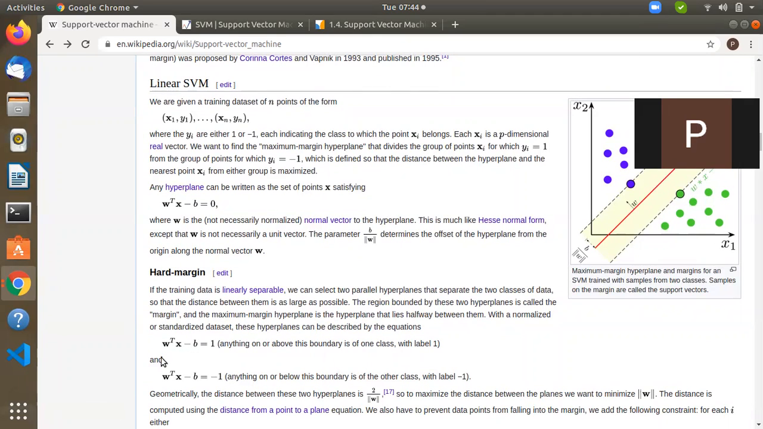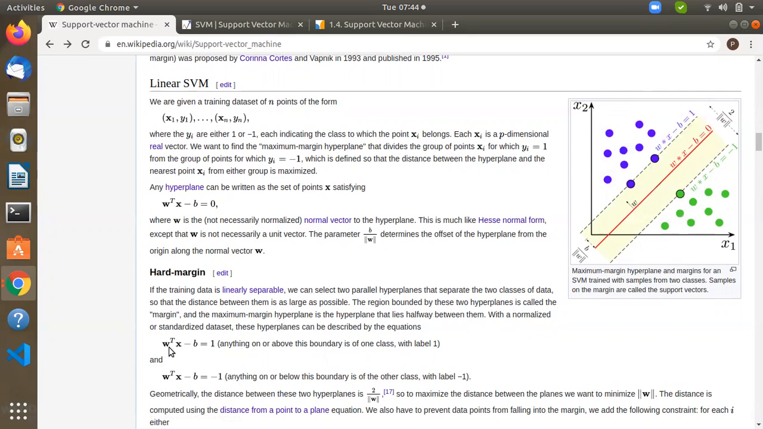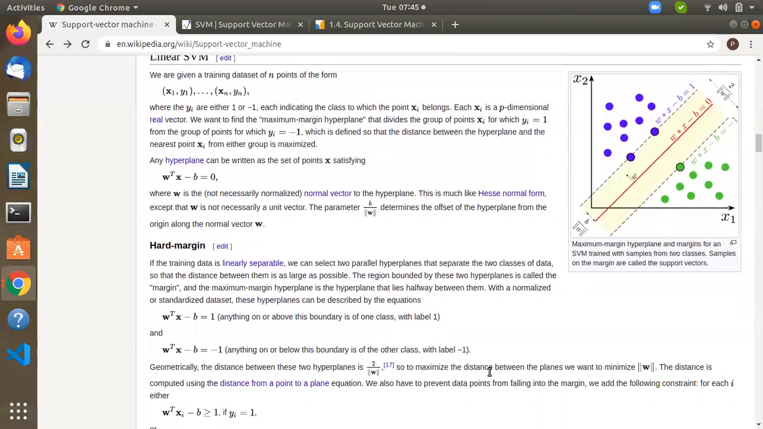See here, it is explained perfectly. w transpose x minus b is equal to minus 1. It says that anything on or above the boundary of class 1 is labeled as 1. These blue points are labeled 1, and these green points are labeled minus 1. Okay.